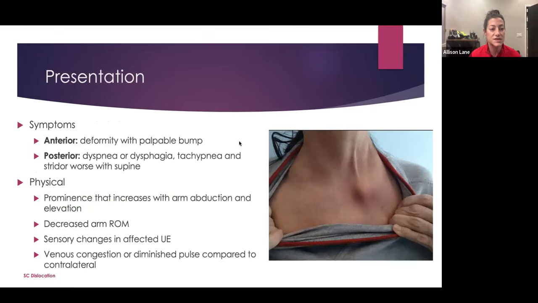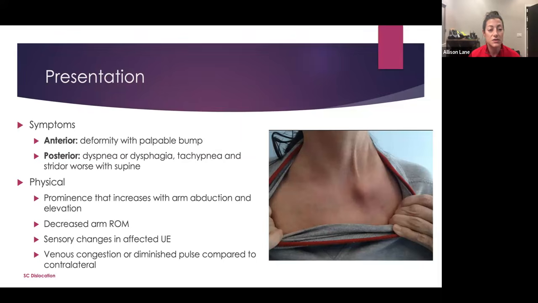So presentation of this anterior, as you may expect, will look like this. You'll see a little bit of a deformity, a palpable bump. Posterior, you may not necessarily notice anything obvious. They may actually present with dyspnea, dysphagia, tachypnea, stridor, and these things are oftentimes worse supine because gravity is pushing that even further posterior.